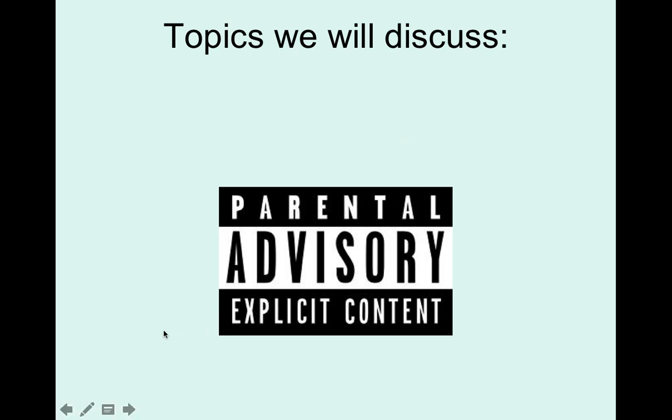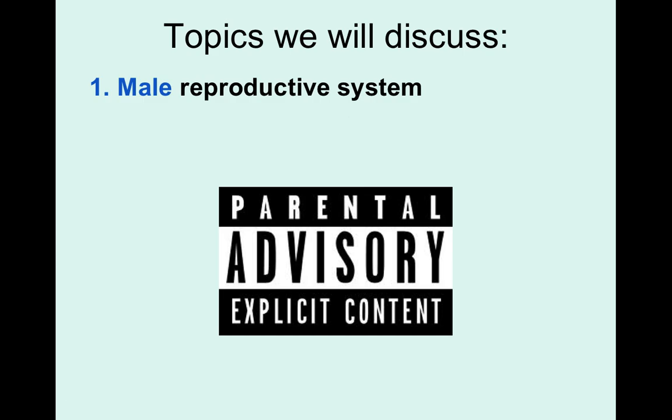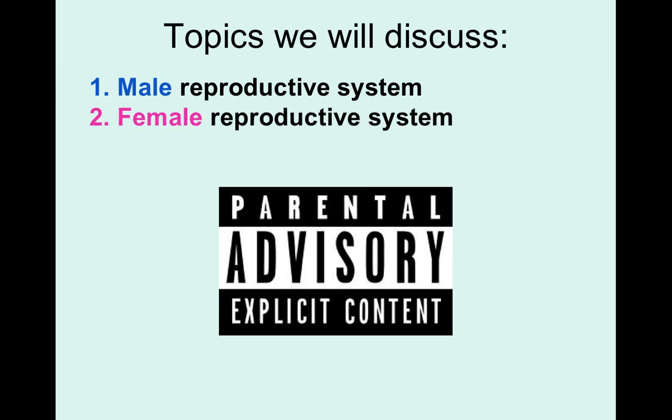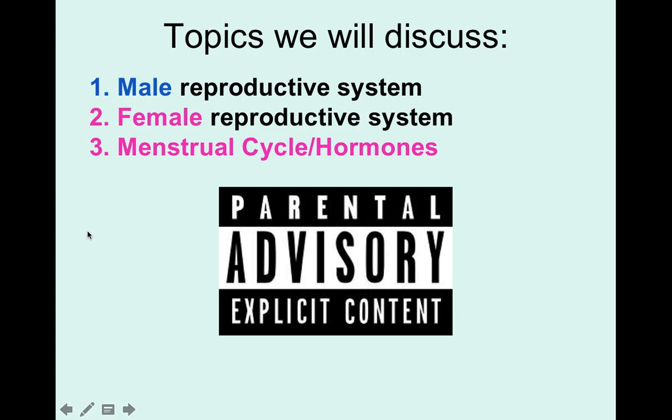But we will be talking about three parts. Today, the male reproductive system, and then on Friday we're going to be studying the female reproductive system, and because they have a lot more going on, girls get 2 days, and then next week we'll be studying the menstrual cycle and the hormones. Sorry guys, you're not as complex as the females, so you only get 1 day.